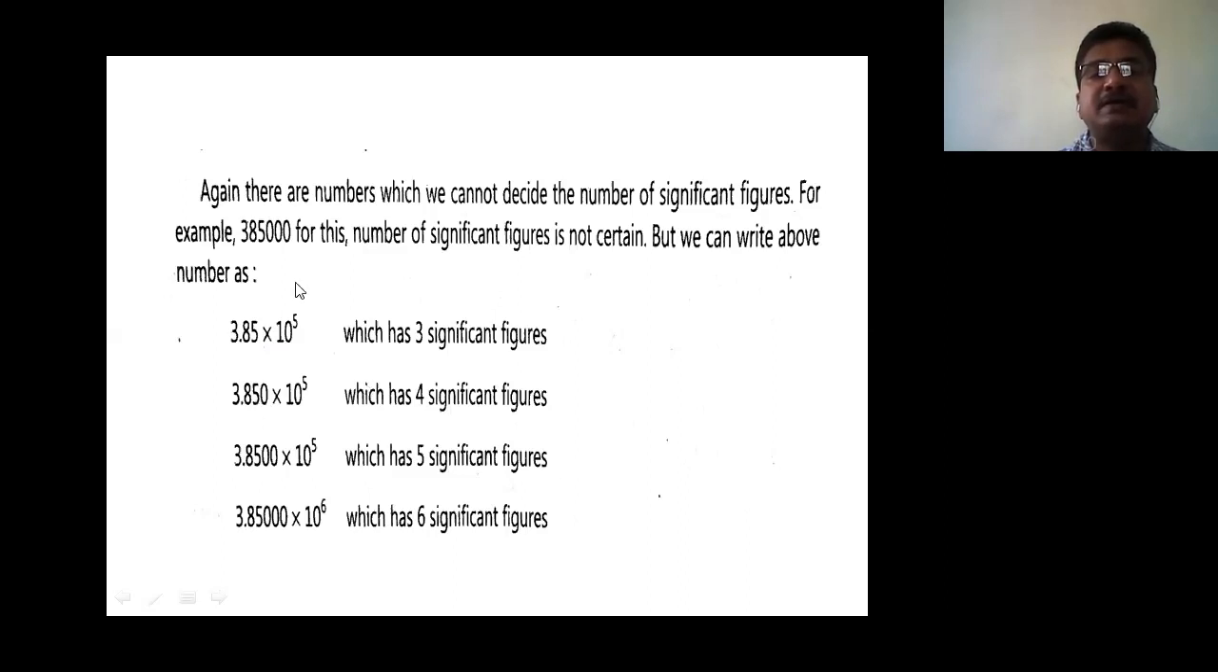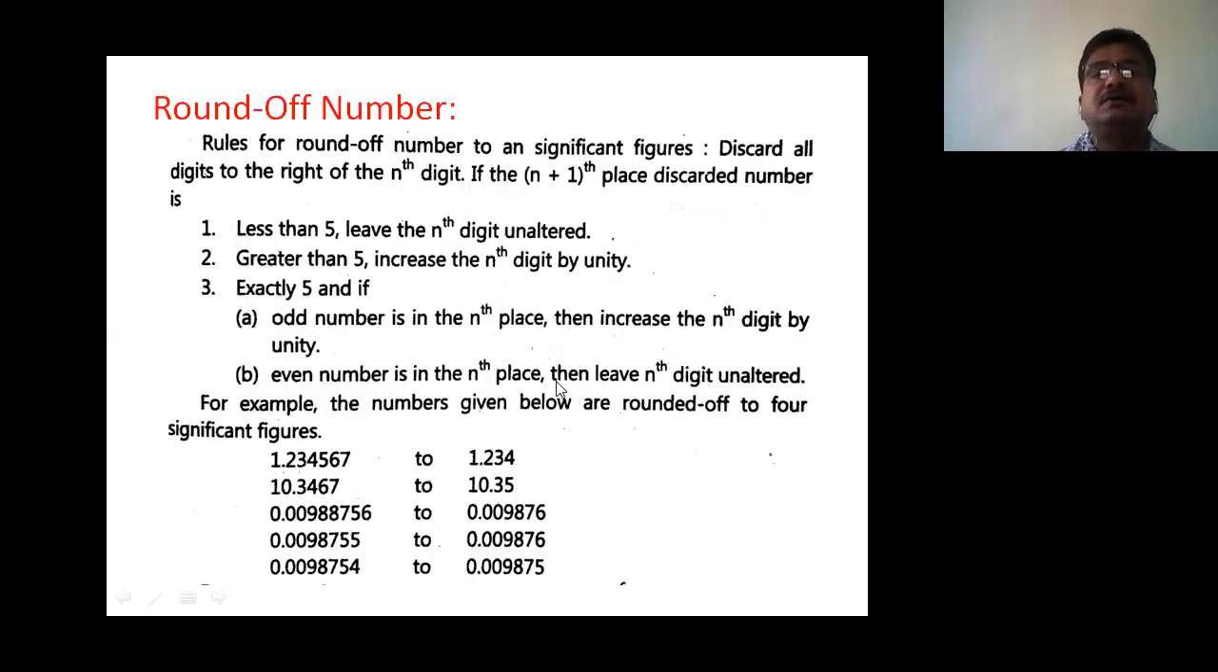If we write this number in this form, 3.850 into 10 raised to 5, then significant figures are 4. If we write this number in this form, then significant figures are 5, because we have 5 digits in this number. If we write this number in this form, then significant figures are 6. So we cannot decide significant figures in this number. So there are some numbers in which we cannot decide the number of significant figures.